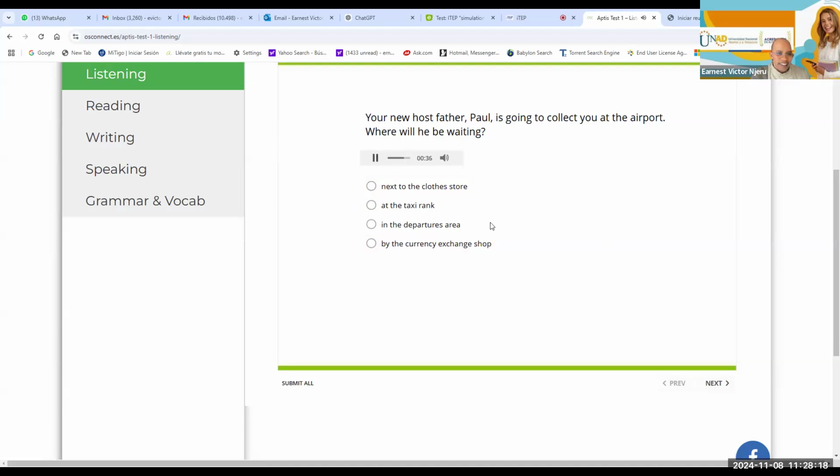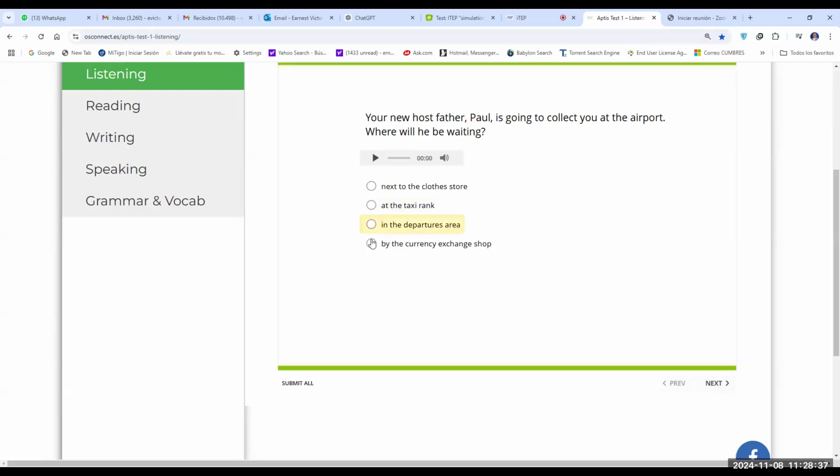1. In the departures area. 2. Next to the clothes store. 3. By the currency exchange shop. 4. At the taxi rank. Where will he be waiting? The last one. By the currency exchange shop. Very good, teacher. By the currency exchange.